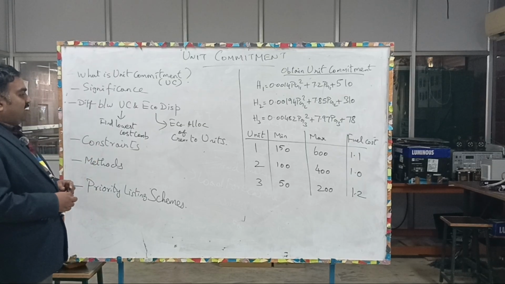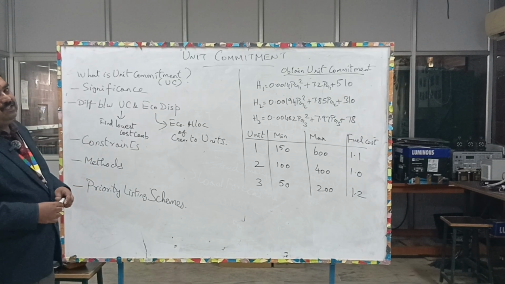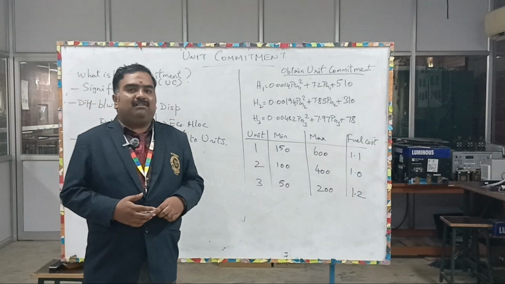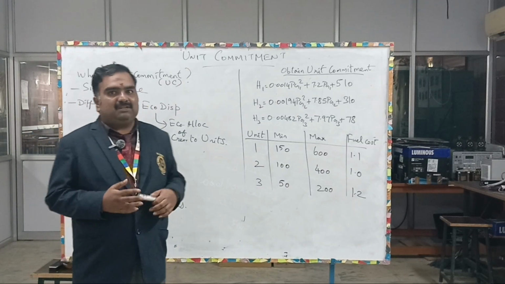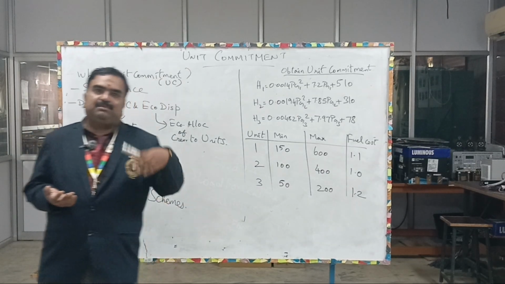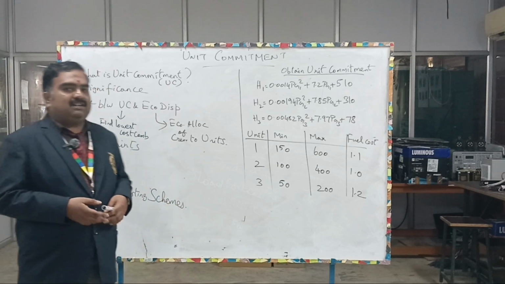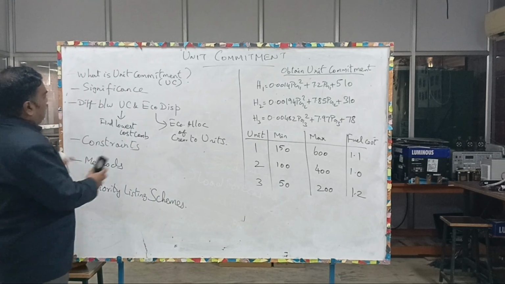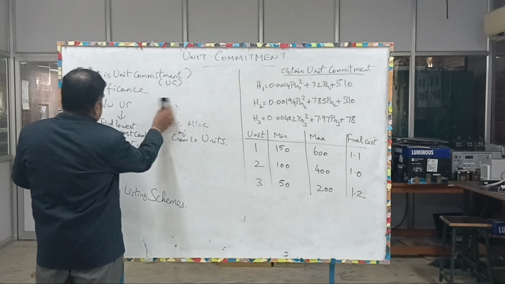There are various constraints which need to be taken into account. As I said, any optimization problem comes not only with an objective function but also with constraints. You have to satisfy both the objective function as well as the constraints. So what are all the constraints in a unit commitment problem? We are going to see them one by one.